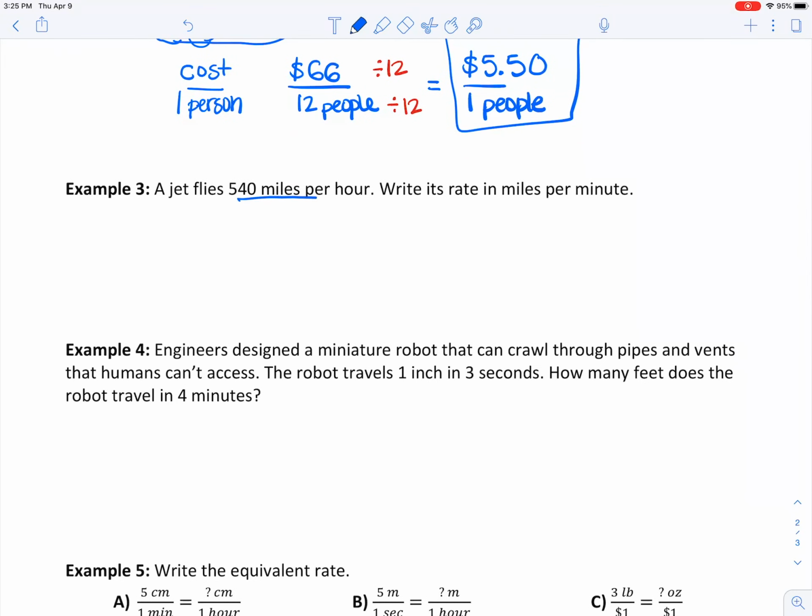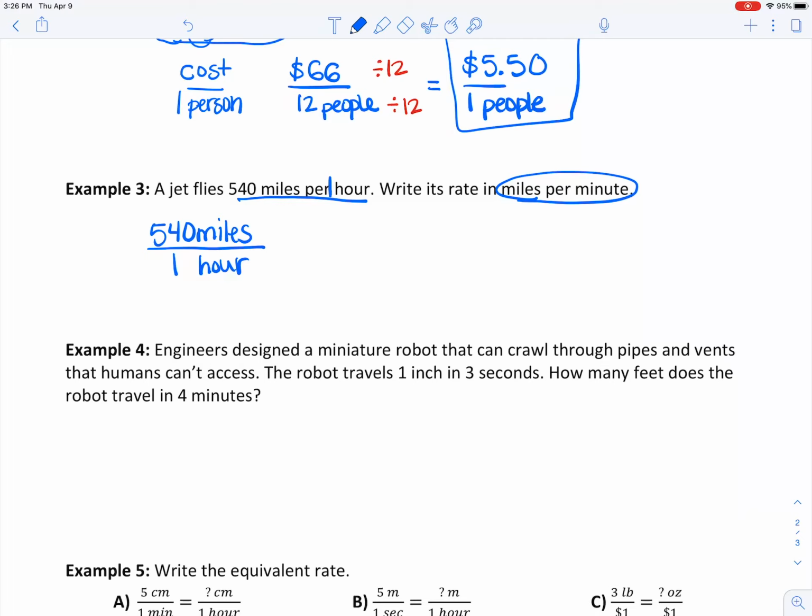Okay, example 3. A jet flies 540 miles per hour. So notice here, this miles per hour is a unit rate. That means miles per, it doesn't say how many hours, so our hidden number is 1. So 540 miles per every 1 hour. Write its rate in miles per minute. So what we need to do is, we have 540 miles per 1 hour. I need to change this into miles per minute.